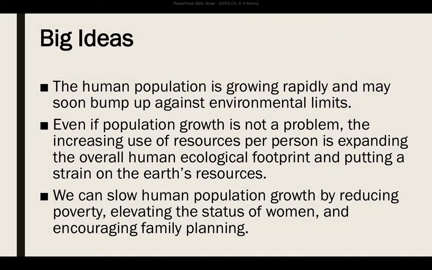Big ideas. The human population is growing rapidly and may soon bump up against environmental limits. Even if population growth is not a problem, the increasing use of resources per person is expanding the overall human ecological footprint and putting a strain on the Earth's resources. We can slow human population growth by reducing poverty, elevating the status of women, and encouraging family planning.